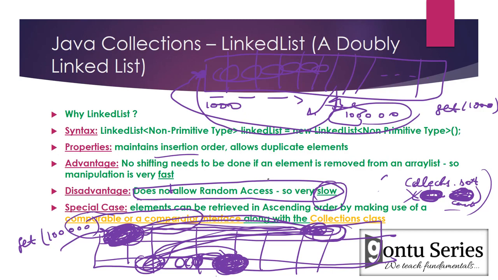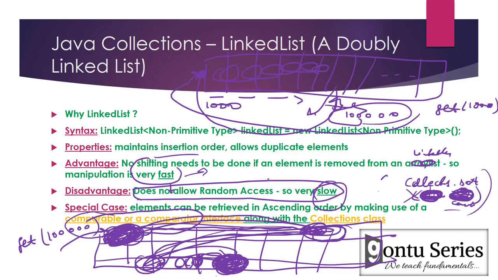So if someone asks you why you are using a linked list, maybe you are using it because of this advantage that no shifting has to be done if you remove an element. So if your project demands removing elements very frequently in the container, then you should use a linked list, because that's comparatively faster than ArrayList, right?